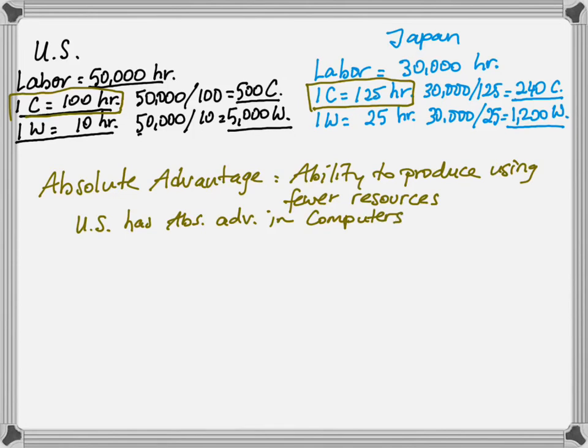Now let's take a look at who has absolute advantage in the production of wheat. For the United States, it takes 10 hours to produce 1 ton of wheat. In Japan, it takes 25 hours. Once again, the United States uses fewer labor hours, fewer resources to produce wheat. So the United States also has absolute advantage in the production of wheat.